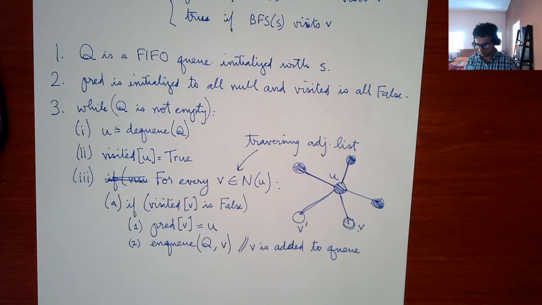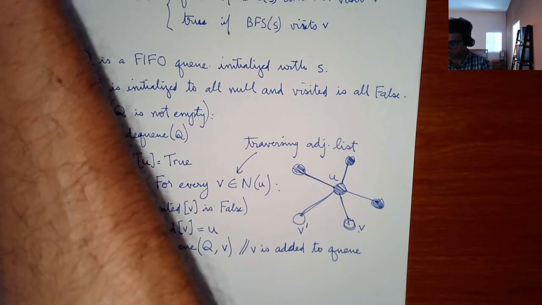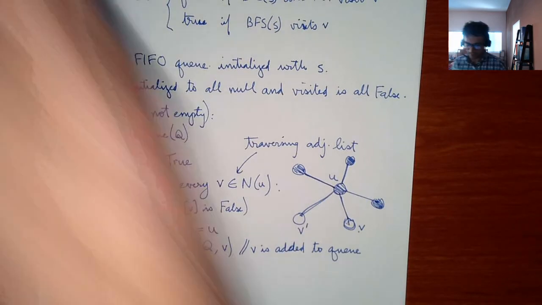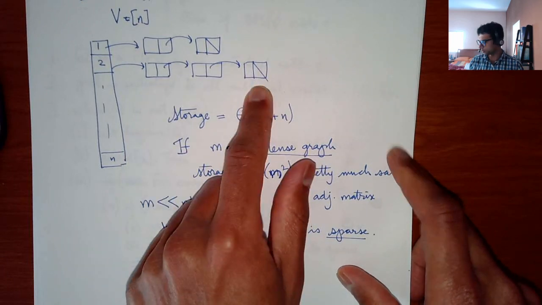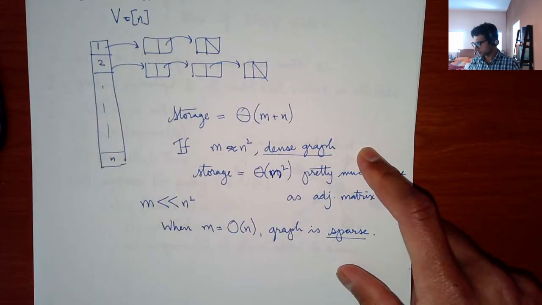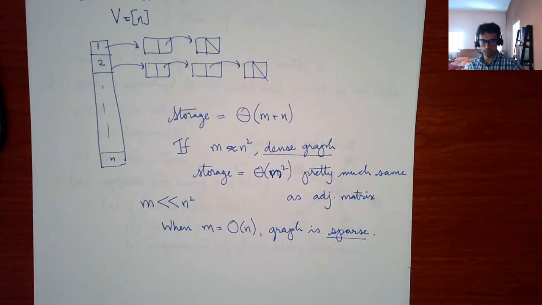Oh, okay. This is the adjacency list, right? So going back to this picture here, it's going to just walk through that list. That's what the for loop does. The for loop is going to just walk through that list. Okay, got it. Thank you.